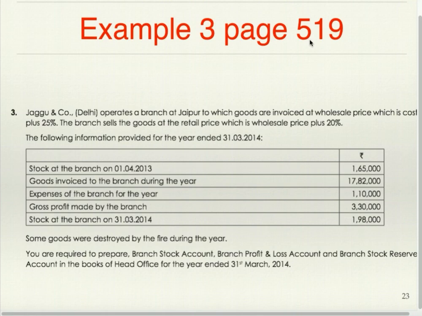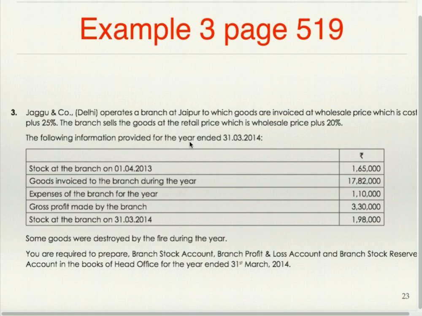Example third, page number 519. Jaggu and Company, Delhi operates a branch at Jaipur to which goods are invoiced at wholesale price, which is cost plus 25%. Branch sells the goods at retail price, which is wholesale price plus 20%. If cost is 100, wholesale price is 125 and retail price will be wholesale price plus 20%, 125 plus 20% of 125.